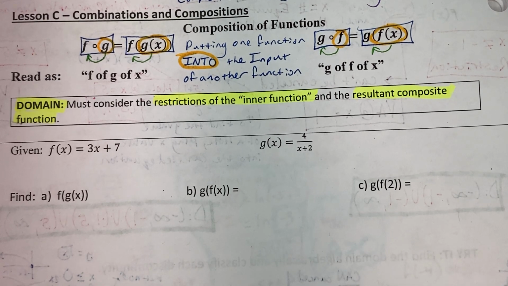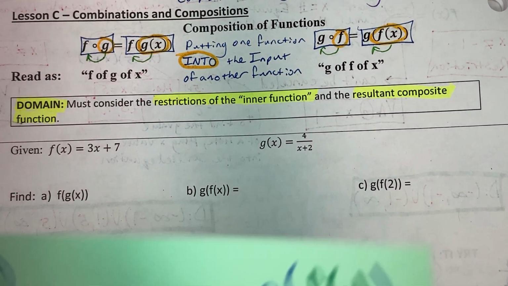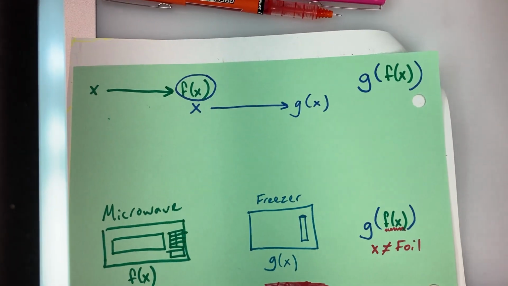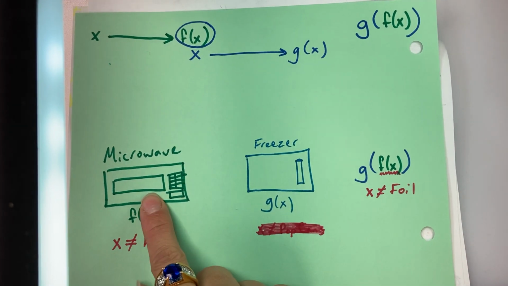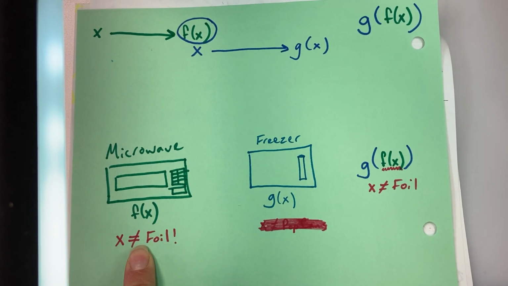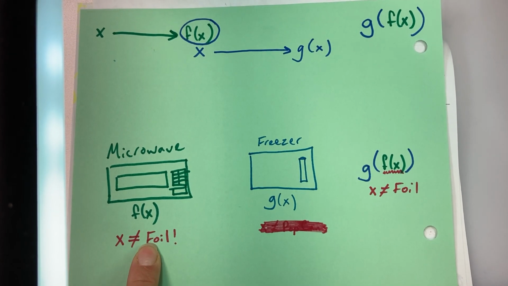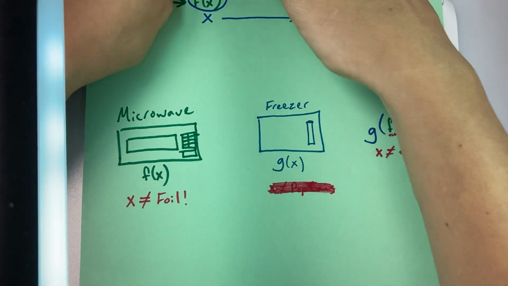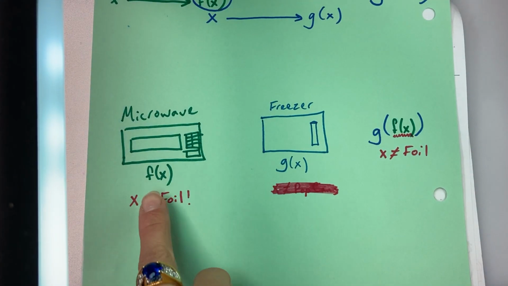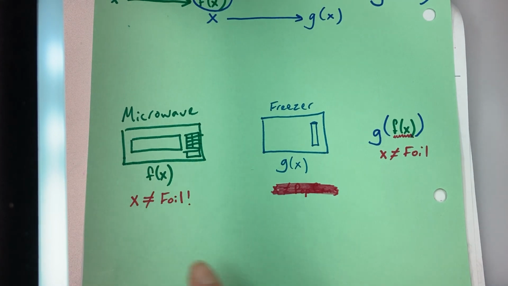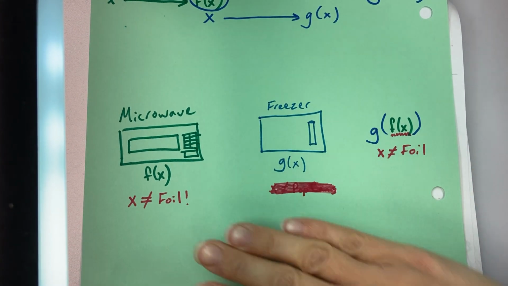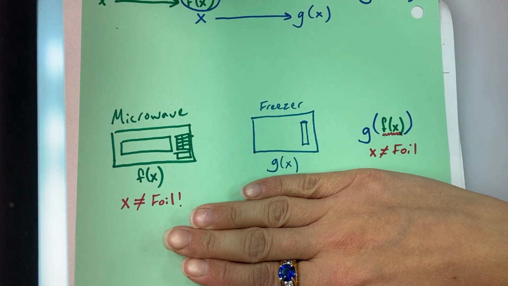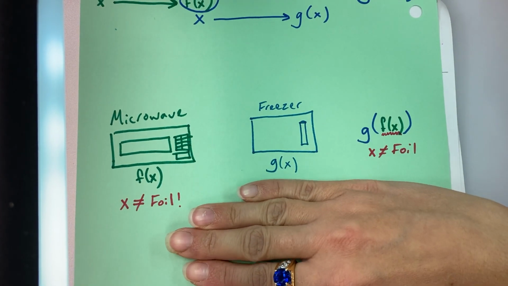So folks, to explain the domain restrictions, I better zoom out a little bit. I want you to consider these two functions. I've got the microwave function, which has a restriction that you cannot put foil in the microwave. I don't know if you guys know this, but hopefully I have saved you from a microwave explosion if you did not. So we can't put foil in the microwave. Now the freezer, we're just going to consider that it basically has no restriction. I can put whatever into the freezer.